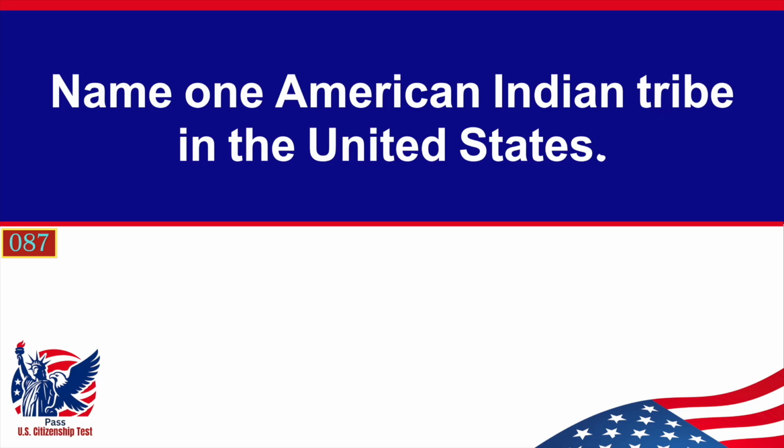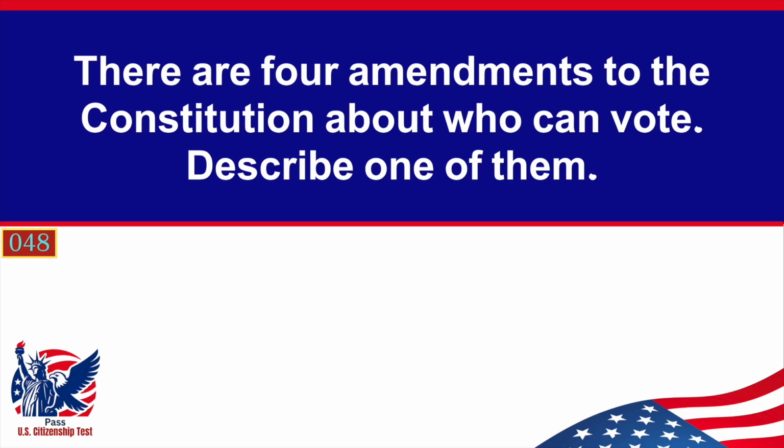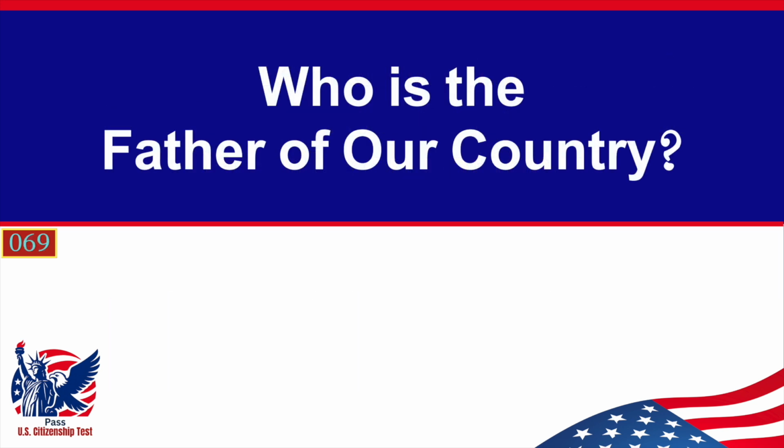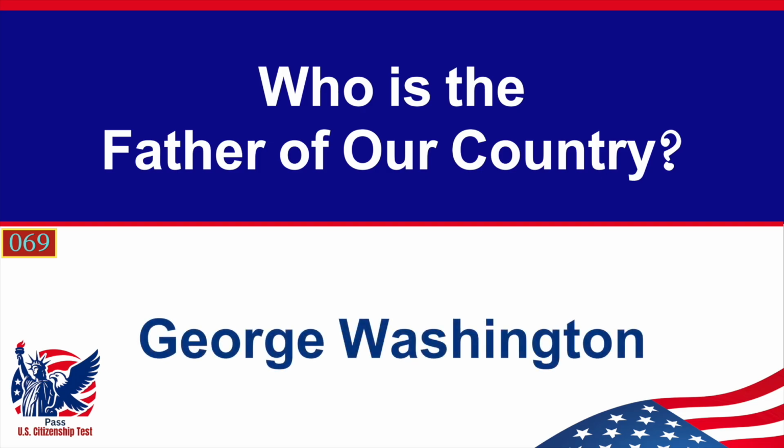Name one American Indian tribe in the United States. Cherokee. There are 4 amendments to the Constitution about who can vote. Describe one of them. Citizens 18 and older can vote. Who is the father of our country? George Washington.